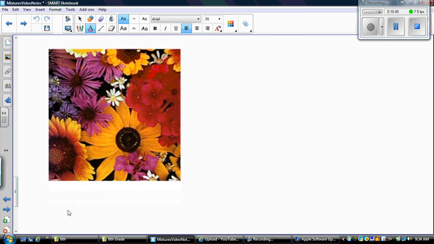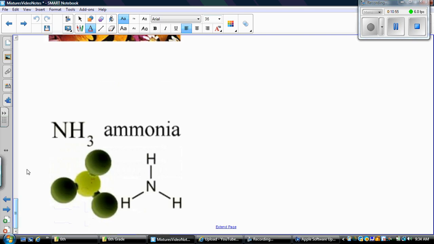A bouquet of flowers. I can separate the flowers out from the red, from the purple, from the different yellows, and that is a mixture. Ammonia. It's made up of nitrogen and 3 atoms of hydrogen. That's two different elements chemically combined, so that's a compound.